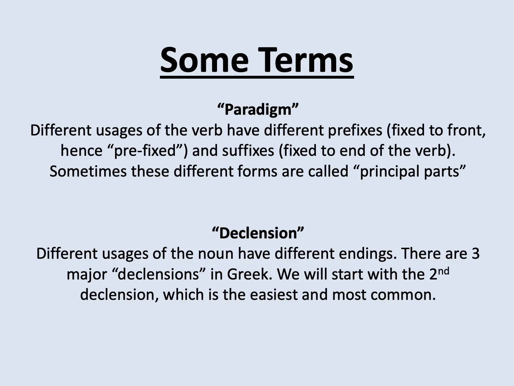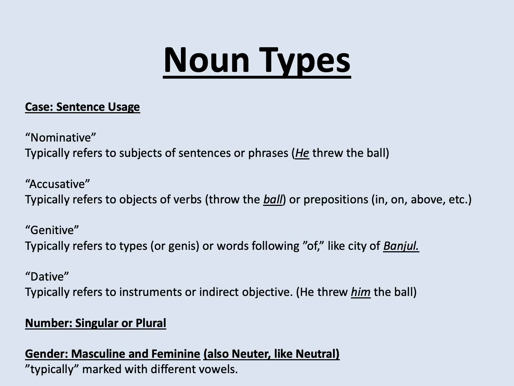In nouns, we don't call them paradigms, even though there are also different forms of the noun with different endings. We call these declensions. There are three major declensions, or if you want to consider them, three families of nouns in Greek. We will start with the second declension, which is the easiest and the most common, where the nouns are predominantly masculine. So we are looking at paradigms of verbs, or declensions of nouns.